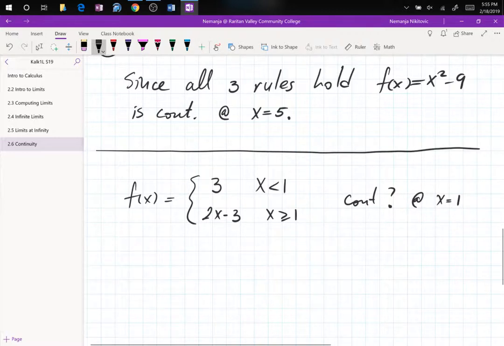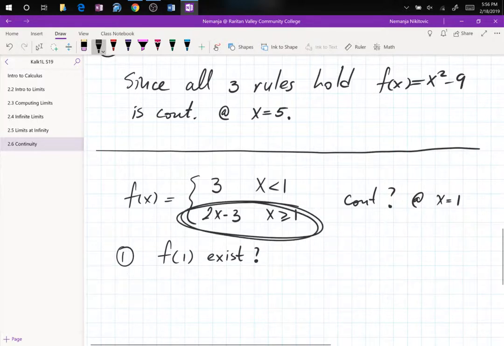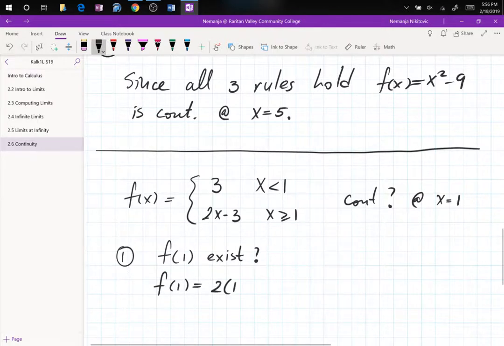Well, it shouldn't be that difficult to compute this, right? We start with number 1, and we ask ourselves, does f of 1 exist? Well, where is the line that computes at 1? It's this one that has x equals, right? So our f of 1 is equal to 2 times 1 minus 3, which is equal to 2 minus 3, which is negative 1. We put a green check mark. It passed the first rule, because we are able to use pre-calculus to compute it.